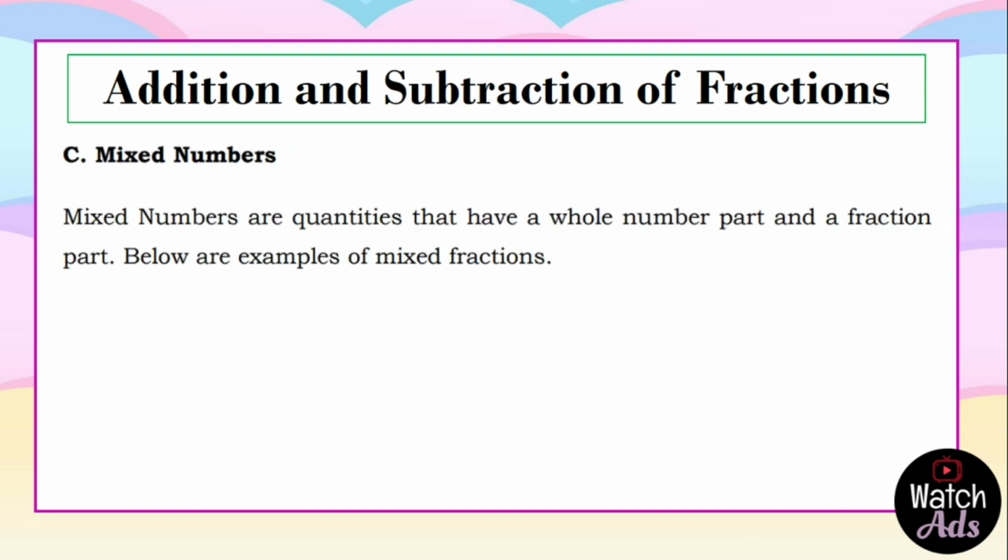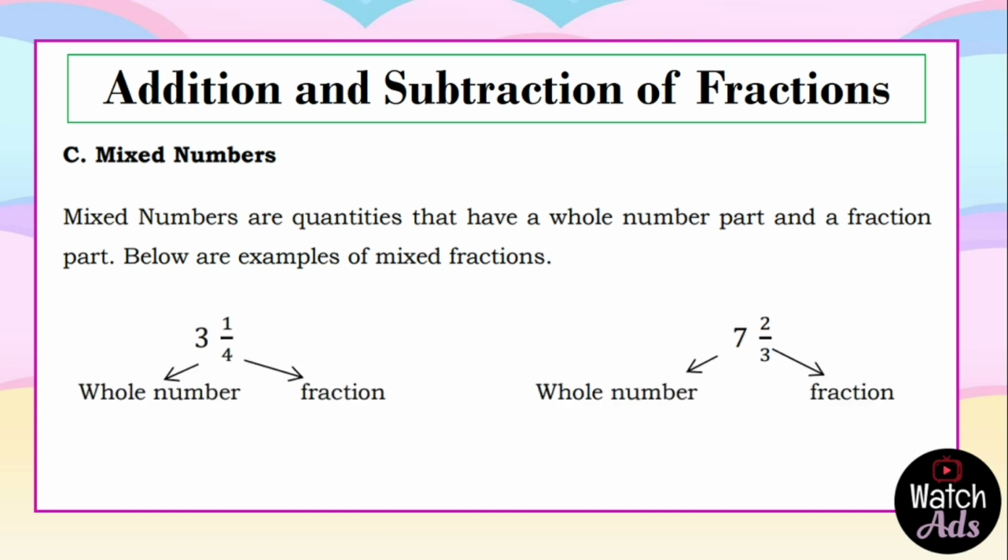Mixed numbers are quantities that have a whole number part and a fraction part. Below are examples of mixed fractions. For 3 and 1/4, the whole number is 3 and the fraction part is 1/4. And for 7 and 2/3, the whole number is 7 and the fraction is 2/3.